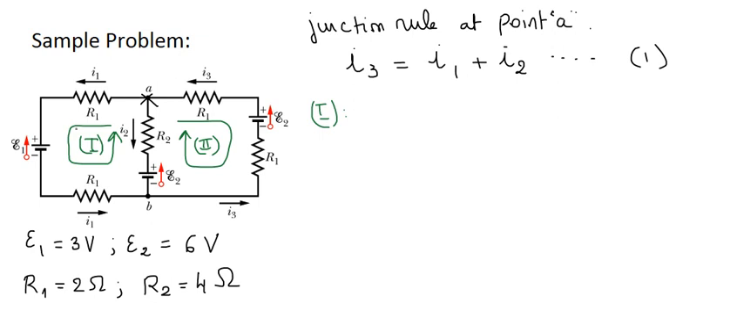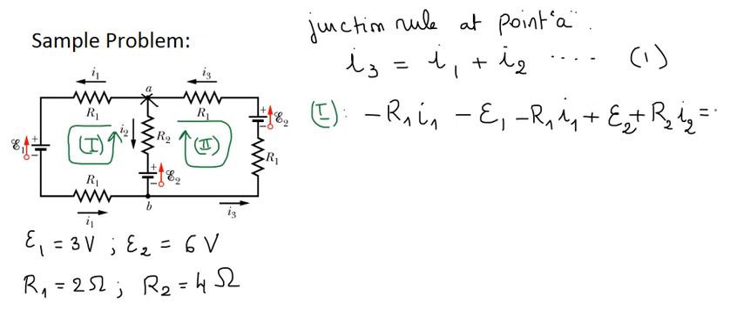We have minus R1 I1 minus E1 minus R1 I1 plus E2 and plus R2 I2 equals 0. That's my second equation.